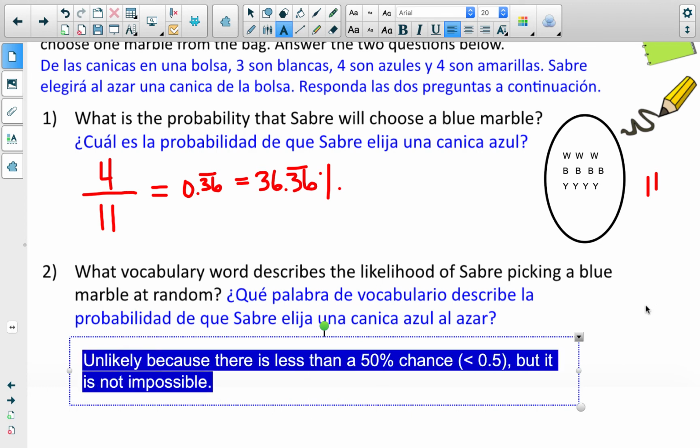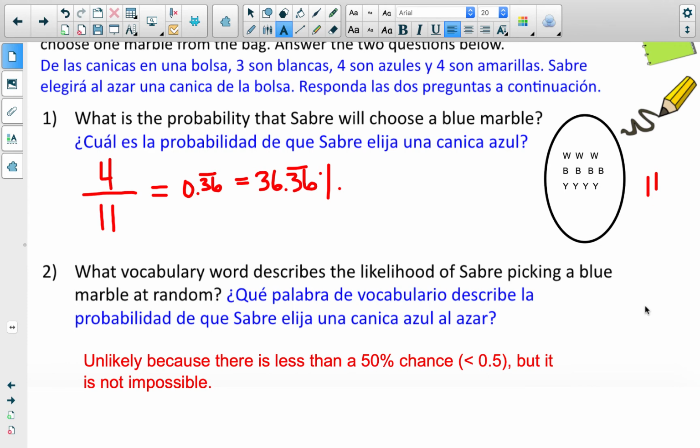Anytime it is less than 50%, as long as it's not 0, it's going to be unlikely. It doesn't even matter if it's like 49.95%, or it's like 4/10. If it's less than 50%, it is going to be unlikely because the majority of the percent is made up by other options.